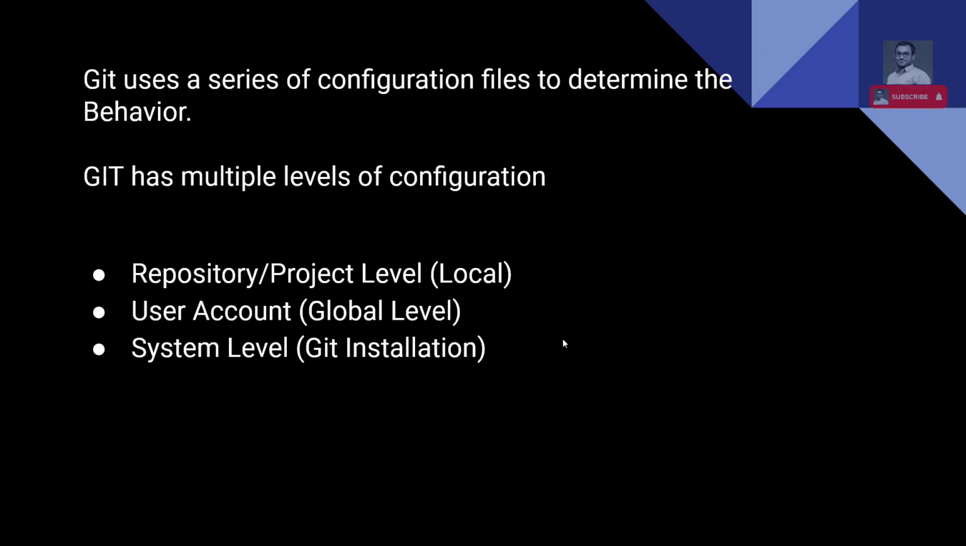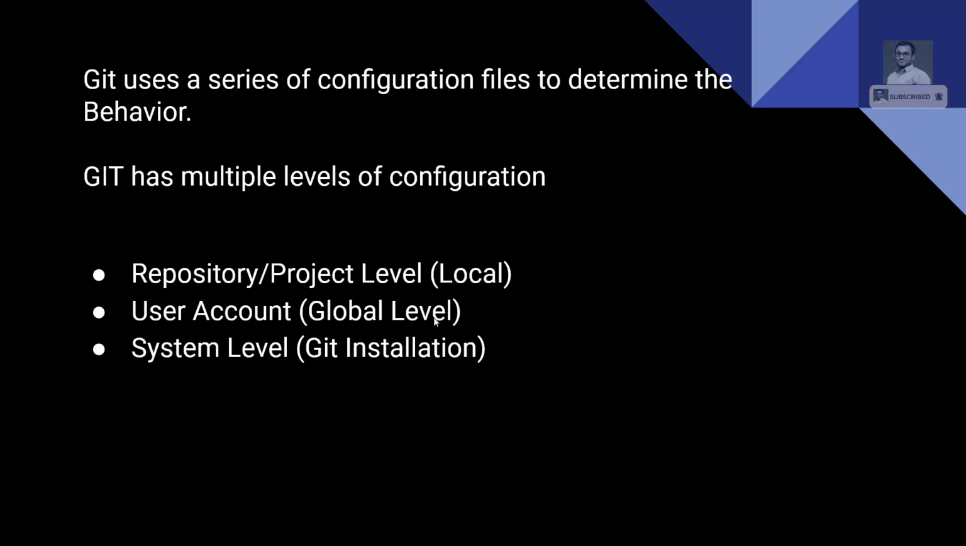Then afterwards it will check the user account. First it will take the project level. For example, in the project level, if it finds the username and email address, it will take that username and email address first. If it doesn't find any username and email address, then it will try to check the next level, that is the user account level. In the computer user, it will check whether any username or email address is present or not. If it is present, then it will take the user account level.